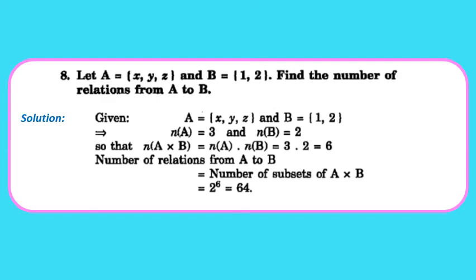Now we know that a relation is a subset of A cross B. So the number of relations will be equal to the number of subsets of A cross B, which is 2 power n, that is 2 power 6, which is equal to 64. It is very simple. Find the number of subsets by using the formula 2 power n. And since a relation is a subset, the number of relations will be equal to the number of subsets. Clear? So pause and note down the solution.